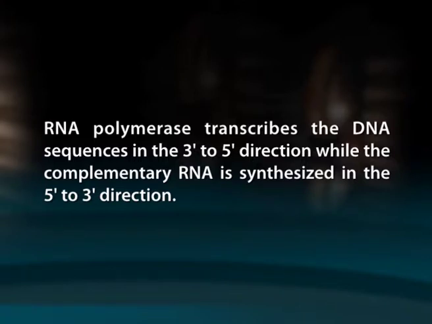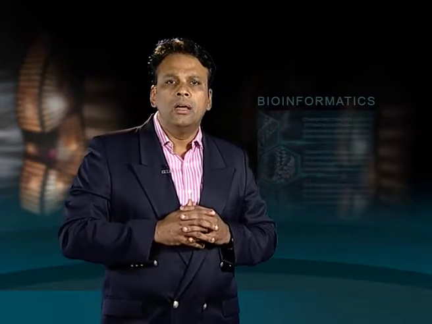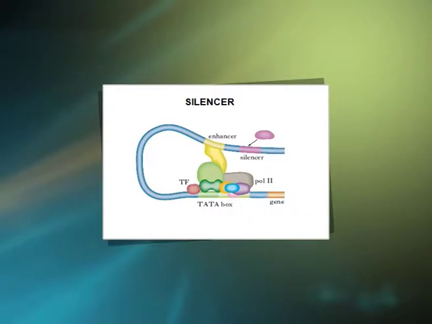RNA polymerase transcribes the DNA sequences in the 3' to 5' direction, while the complementary RNA is synthesized in the 5' to 3' direction. An important region found in RNA is the 3' untranslated region for the activity of gene repression and expression. This is a region on the 3' terminus of RNA that will not be translated to protein, but includes many regulatory regions.